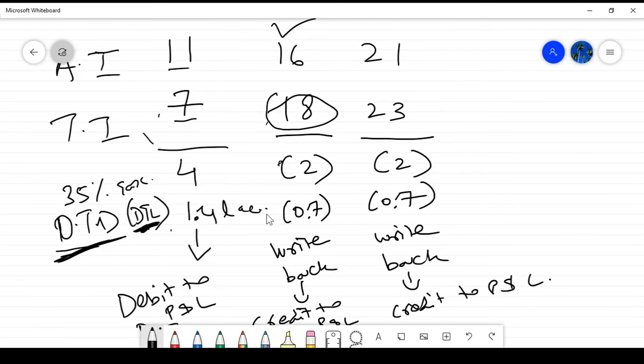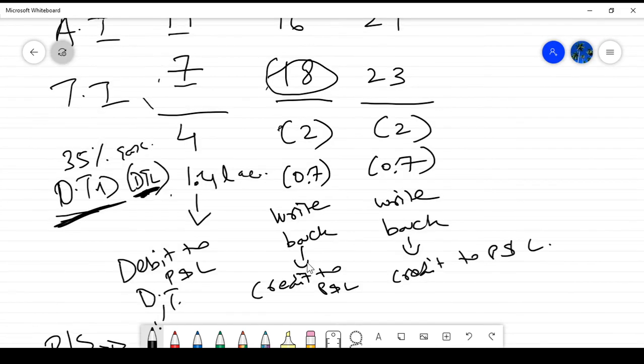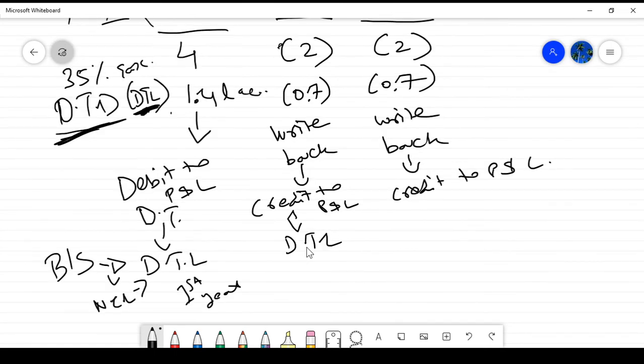So 2 lakh into 35% is equal to 0.7 lakh. This 0.7 lakh should be credited to my P&L account under the deferred tax liability.